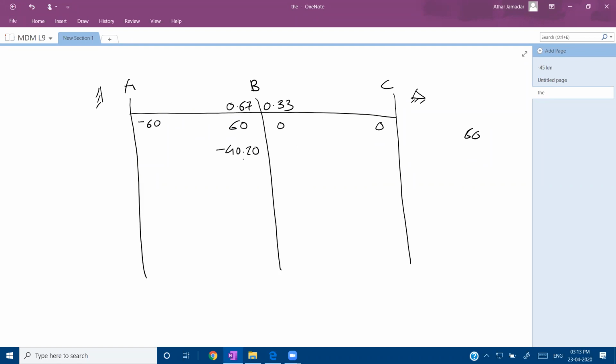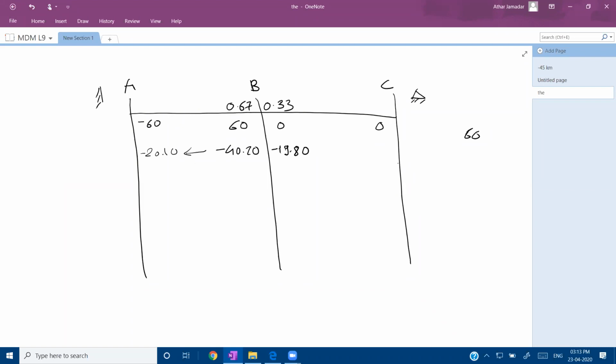Why these two signs are minus? Because our unbalanced moment is positive, that's why next corrections here are negative. And now we have to apply carryover for this BA member, because support A is fixed one, so half of this should be carried over here. So it is going to be minus 20.10, and half of this BC should not be carried over to support C, because support C is a simple type or end simple type. Therefore, this 19.80 should not be carried over to support C.